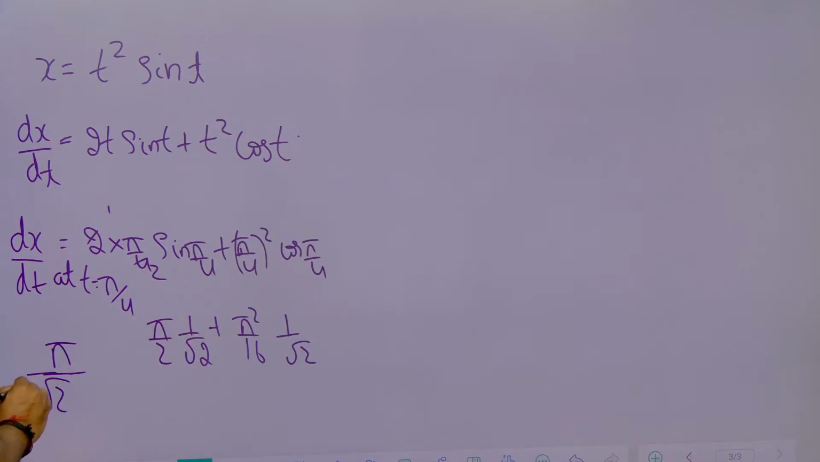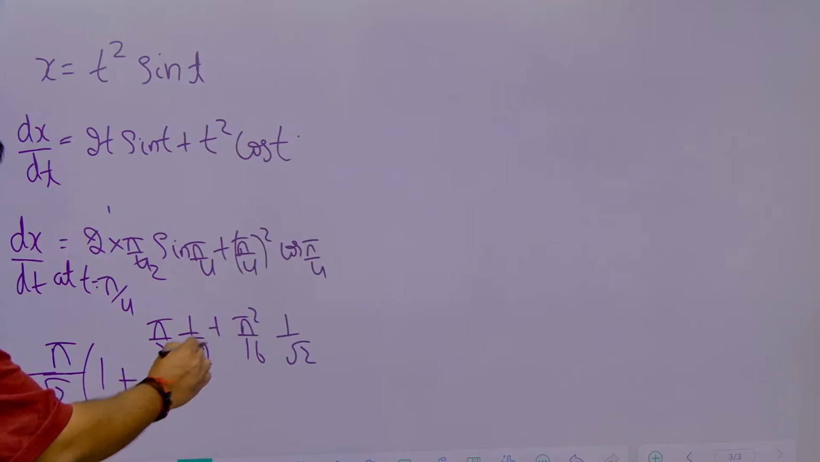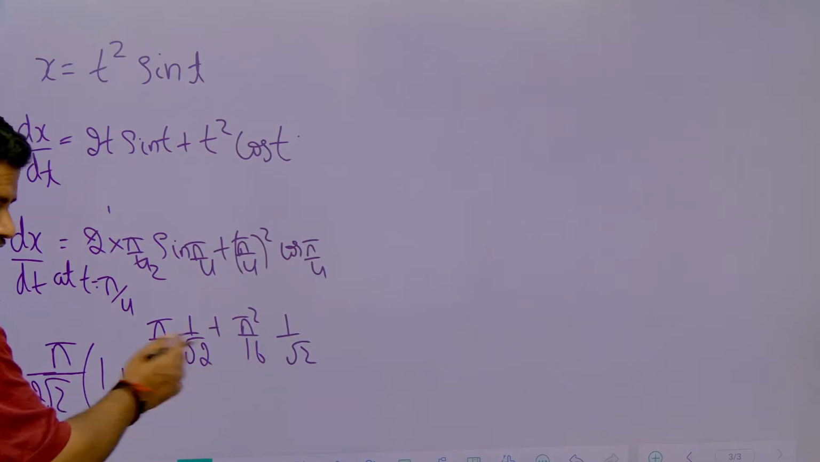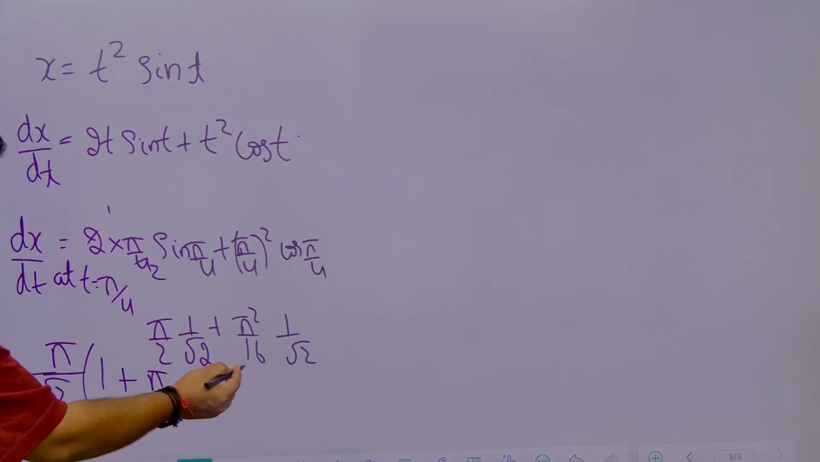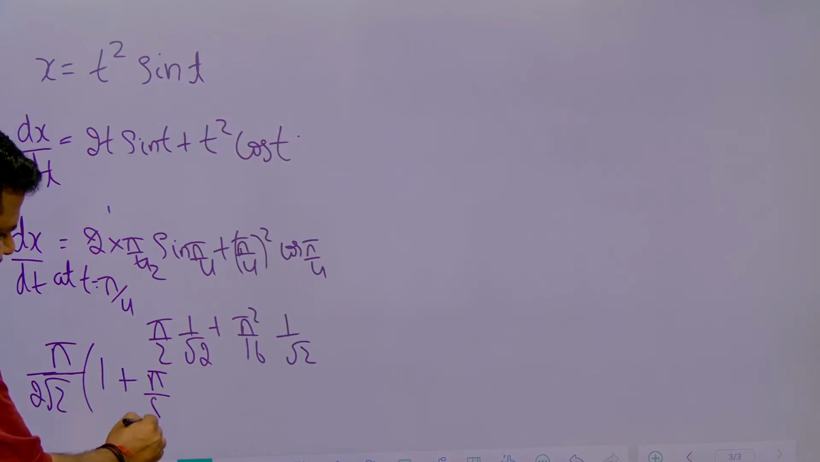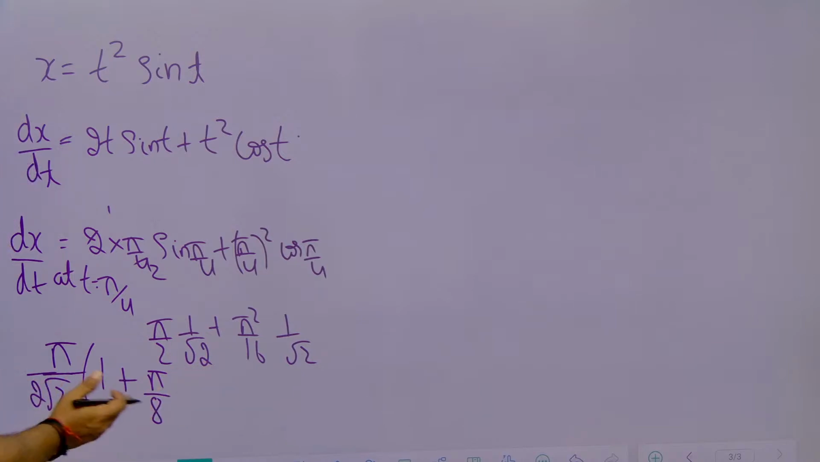So pi by 2 root 2 if I take common, inside I will have 1 plus pi, since I have taken pi common, this will be just pi. Root 2 also I have taken outside. If I take 2 common, what is this here, 8, because I have to get it as 16. So I took 2 common means here it will be 8. Clear? Understood? You know how to take common? So this is how we will get the value.